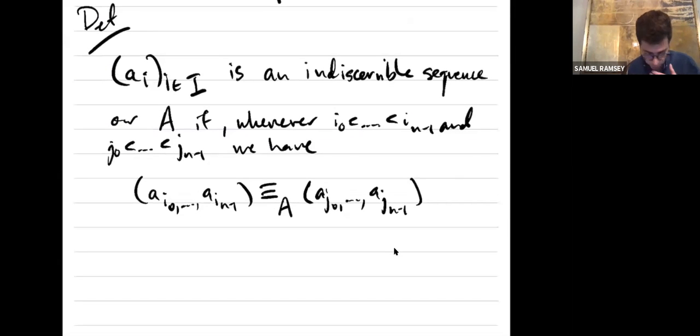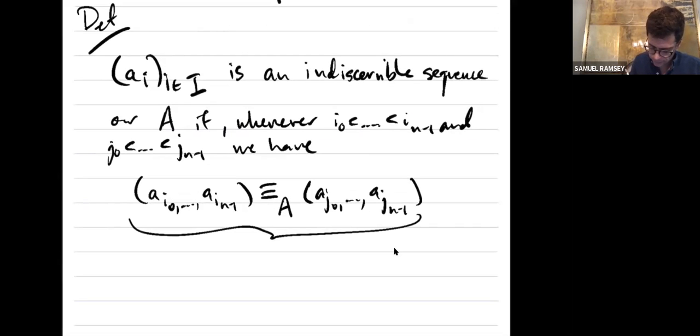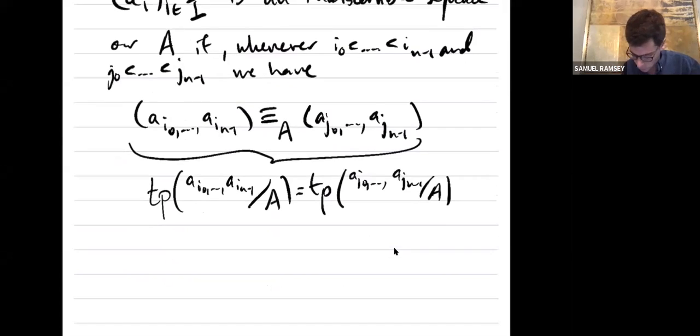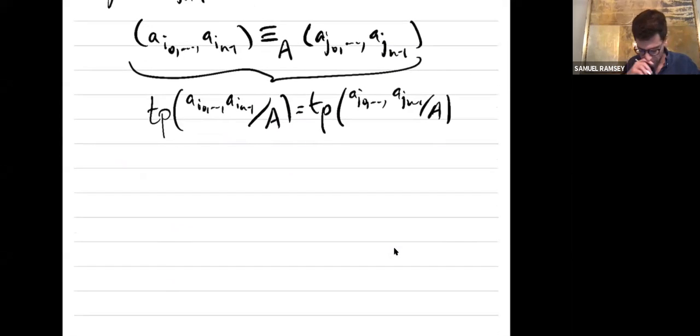All right, so a few comments are in order here. This notation is notation that I'll use all over the place. What it really means is that the type of A I0 through A I n minus 1 over A is the same as the type of A J0 through A J n minus 1 over A. And by abuse of notation, we'll just simplify this to this. As the arguments get more involved, it will become clear why this is a useful reduction in the complexity of the notation.